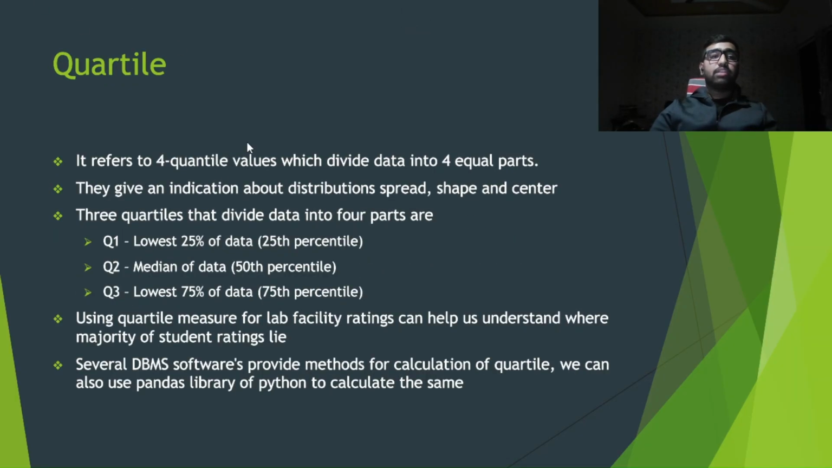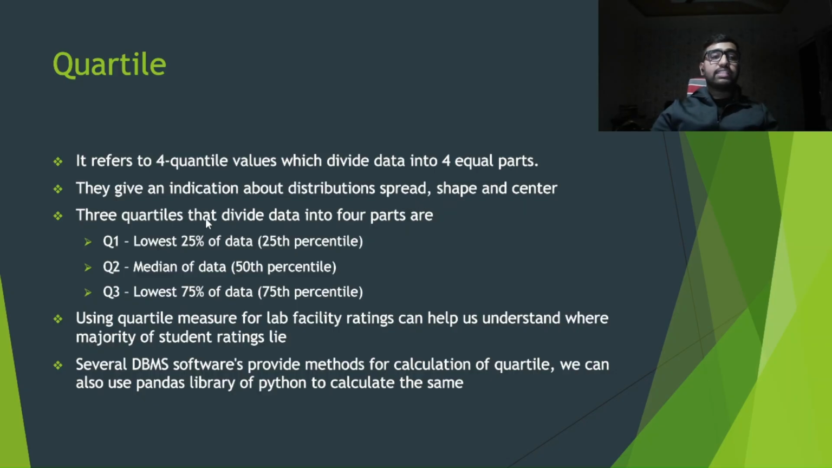The next statistical measure is quartile. It refers to the four quantile values which divide data into four equal parts. So basically what a quantile does is divide our data into n equal parts. And when we talk about four quantile values, these values divide our data into four equal parts. They give an indication about distribution, spread, shape and center.